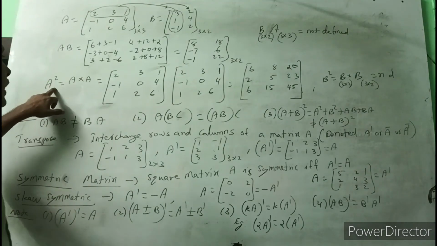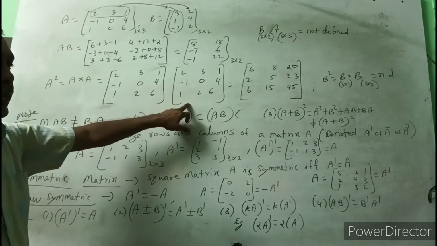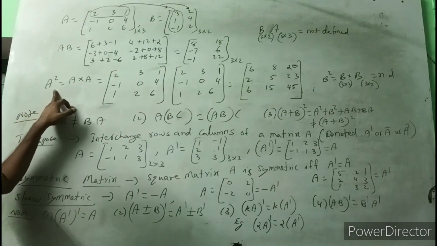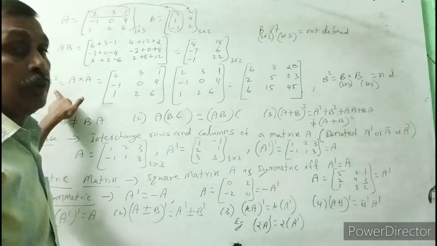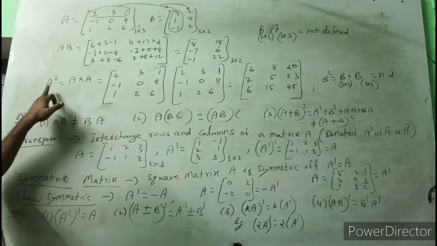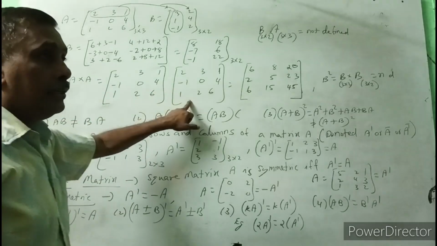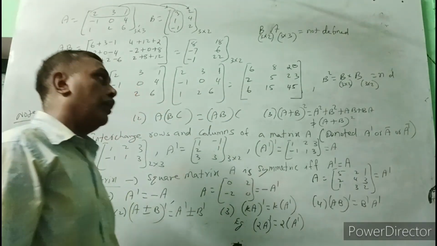Now A square. A square means the same matrix multiplied 2 times. It is only possible with square matrices. Otherwise square cannot be calculated. So A into A multiplied, you will get a square matrix of the same order.